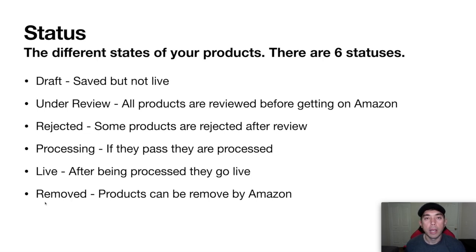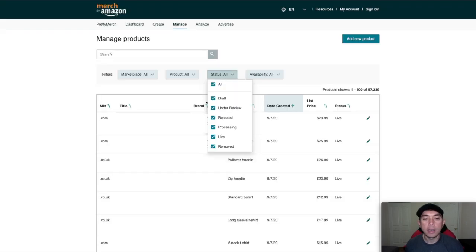Newer Merch by Amazon sellers may not see this because they may not have been on Merch by Amazon for more than a year. So you probably would only see this if you've been on Amazon for more than a year, is what I'm saying. So there's that. The way to see these statuses is when you go to your Manage tab here.